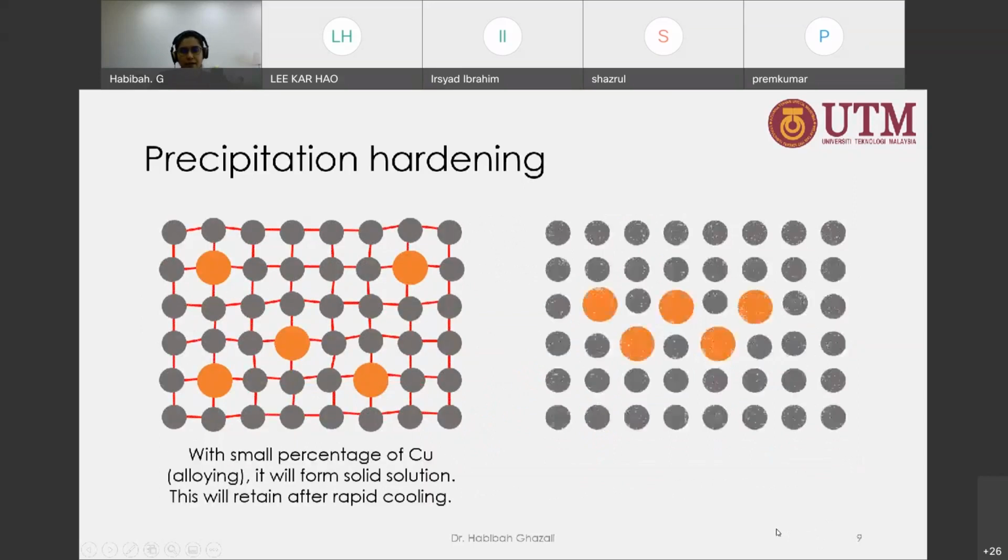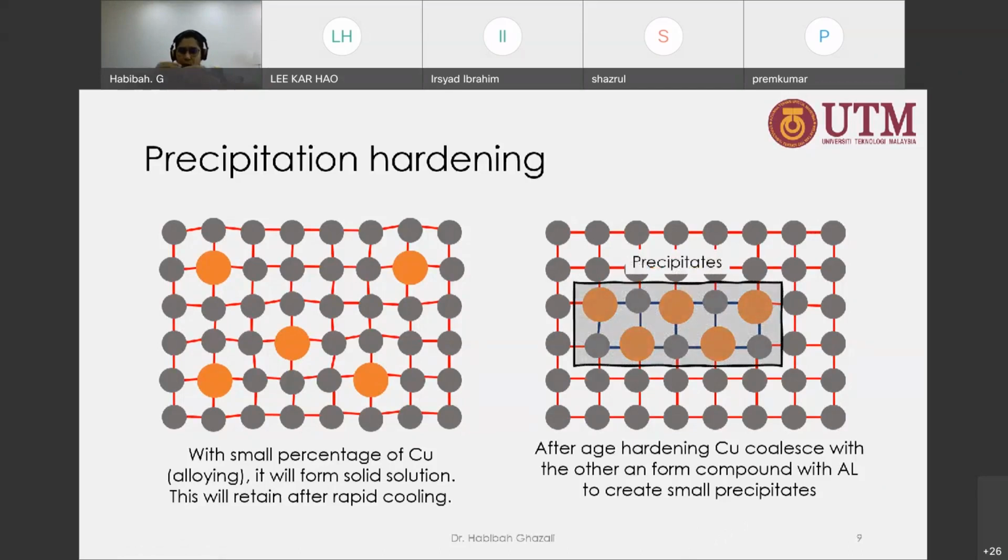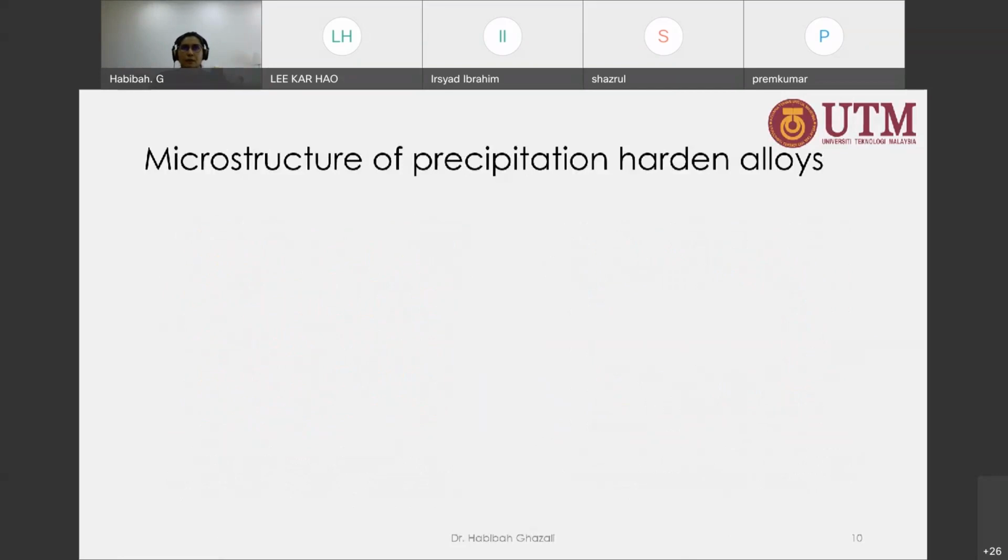The ones that are closer to each other will start to coalesce with the others and form precipitates, and those precipitates reside in the grain of the alpha phase. So that's what the age hardening did to this copper that was trapped inside that crystal structure. So this is the process of precipitation hardening. We will have a lot of these precipitates throughout that matrix. So this is how the heat treatment process of non-ferrous metal is done.